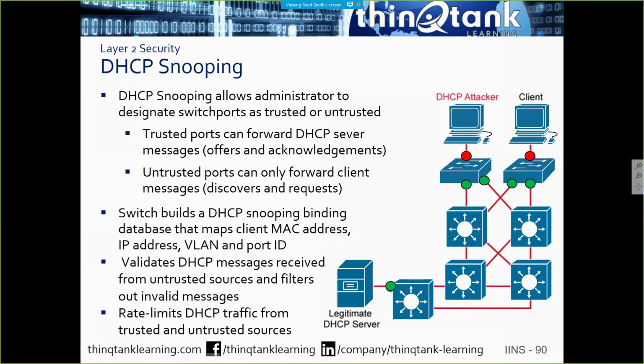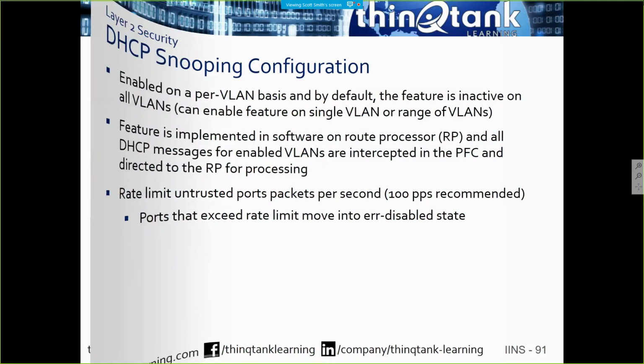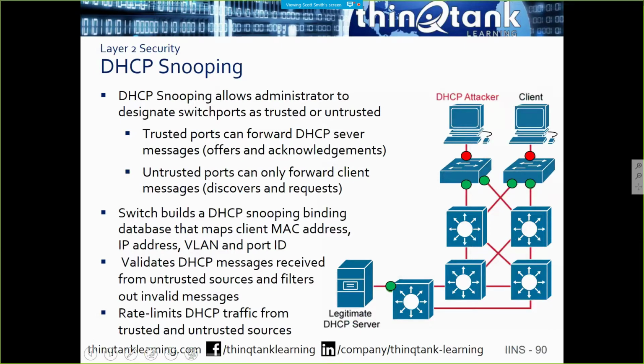Trusted DHCP ports are allowed to source all types of DHCP messages, whereas untrusted DHCP ports are only allowed to pass discovers and requests. Why specifically discovers and requests? Those are valid client messages, not server messages.